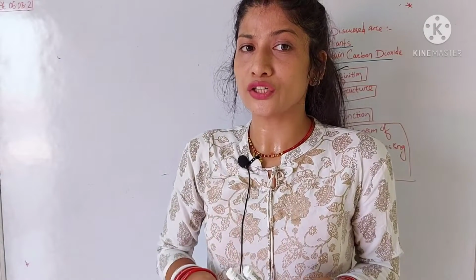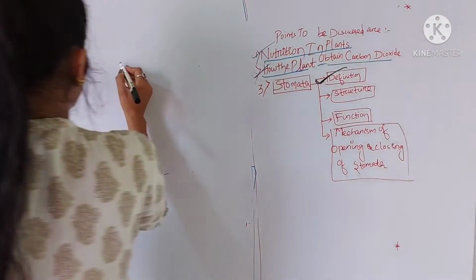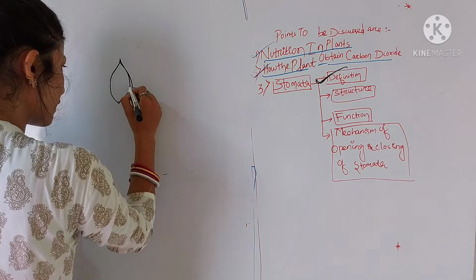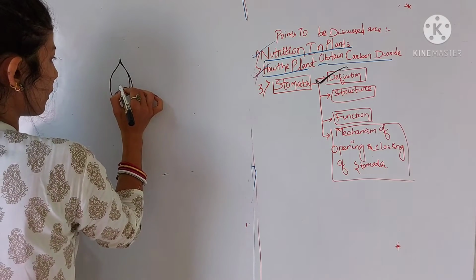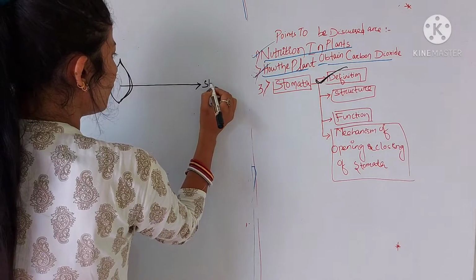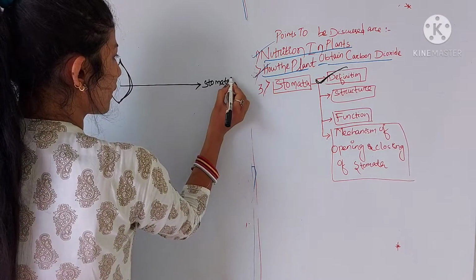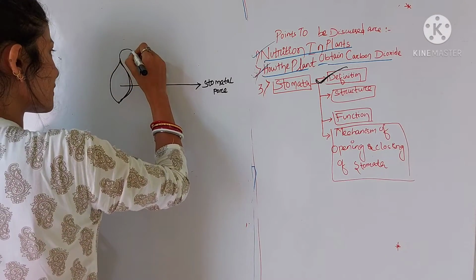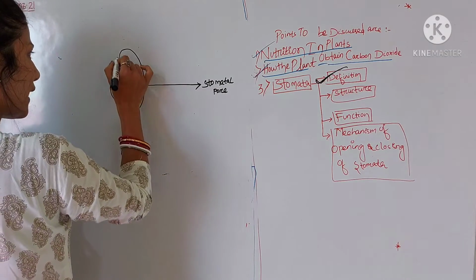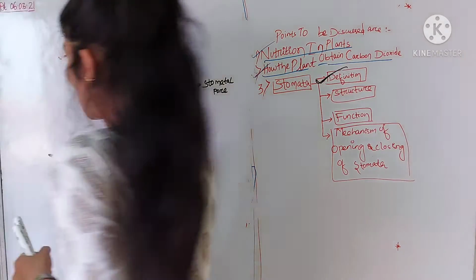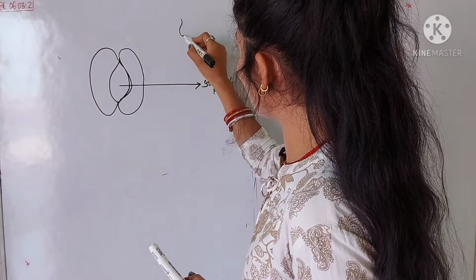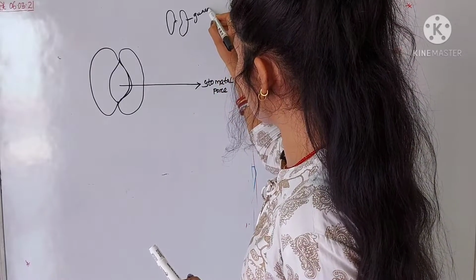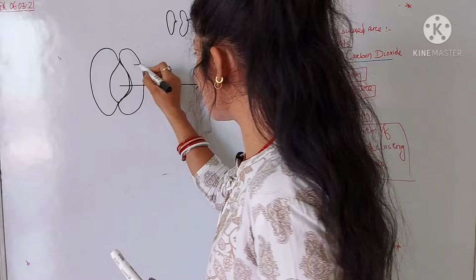We will discuss the structure of the stomata. First, this is known as the stomatal pore. The stomatal pore is surrounded by two kidney shaped guard cells. This is the two kidney shaped guard cells. Understood, students?